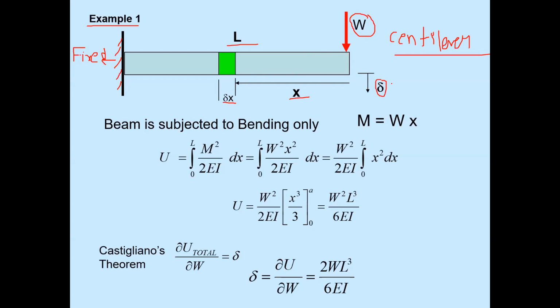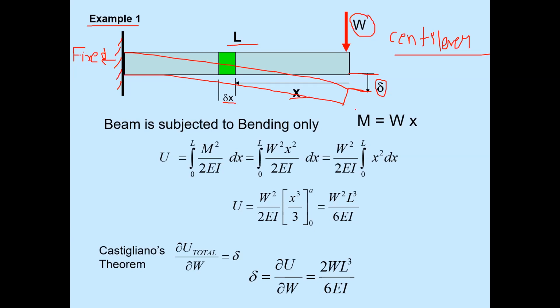We assume the vertical displacement due to that force will be delta. So the beam is subjected to bending only. Why? Because due to that loading, the beam will go in the downward direction and this will be the deflected profile I am drawing. This will be the deflected profile of the beam due to this load. And this is the deflection delta from the initial to the final position. So we need to just determine that deflection delta.